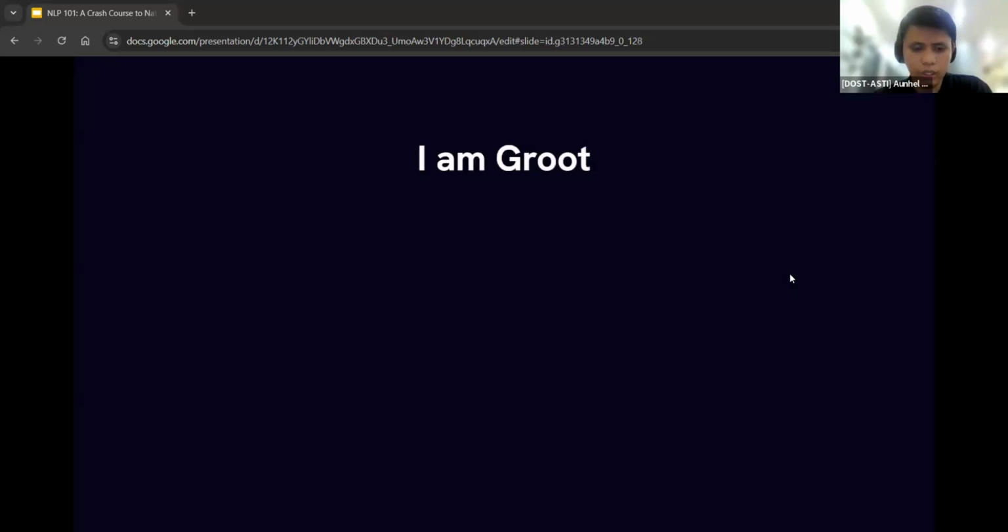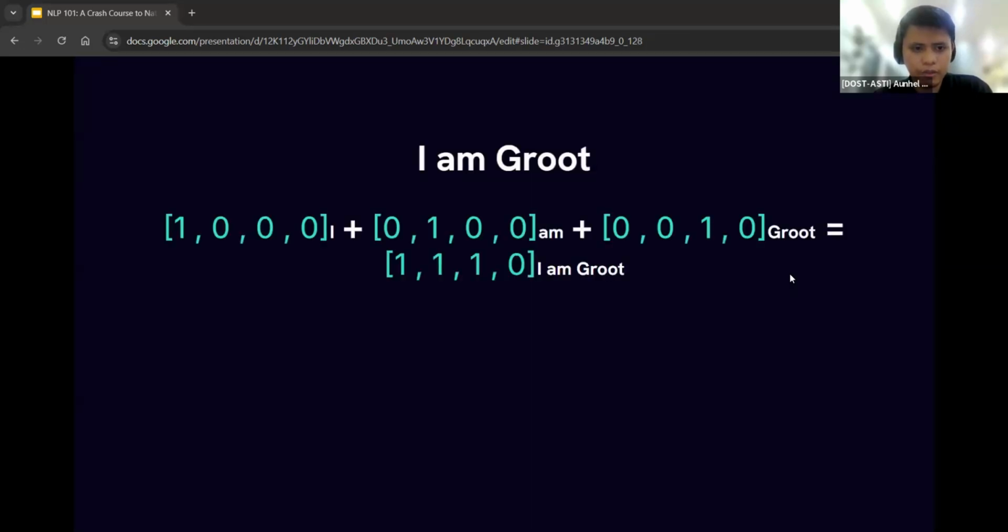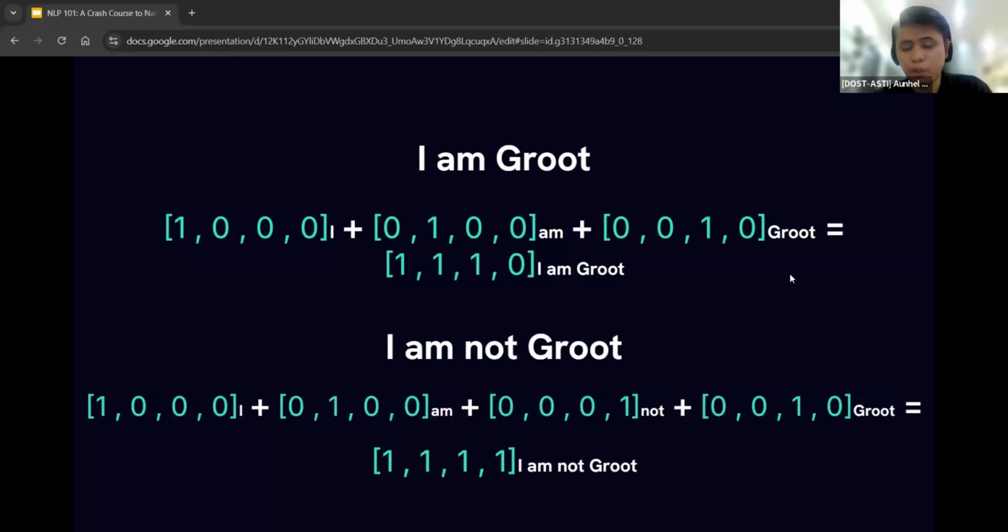So "I am Groot" with these combined could also be represented as 1110. And then you can also represent "I am not Groot" by 1110, since "I", "am", and "Groot" also exist. And then we also have another token, "not", which is not part of the vocabulary.